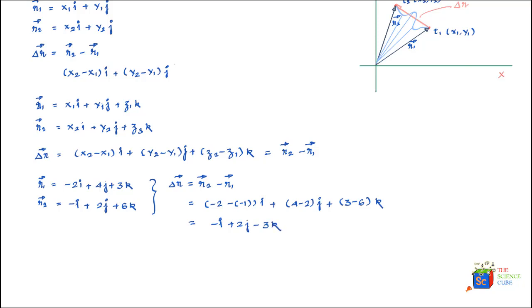So this is the displacement vector when the point moves from position vector r1 to r2, and this is in three dimensions. And you can find the magnitude of this displacement vector in the usual way by taking the square root of the sum of the squares of the x, y, and z components.